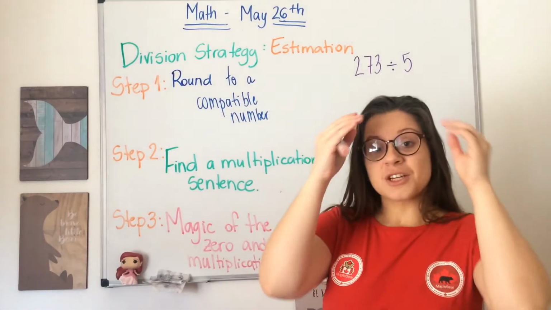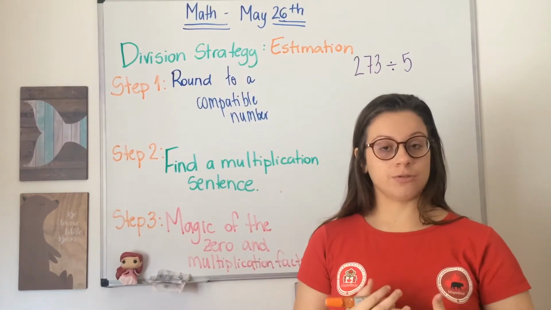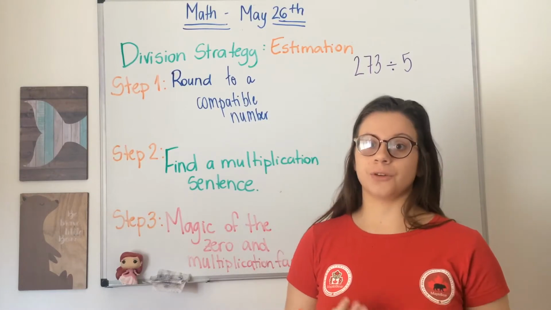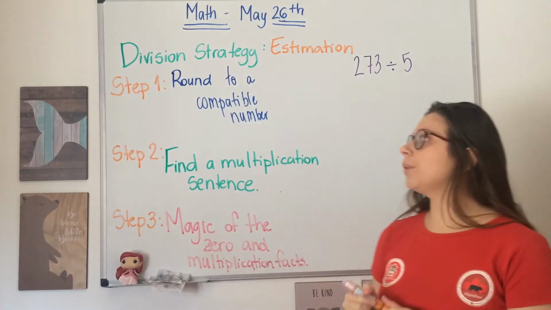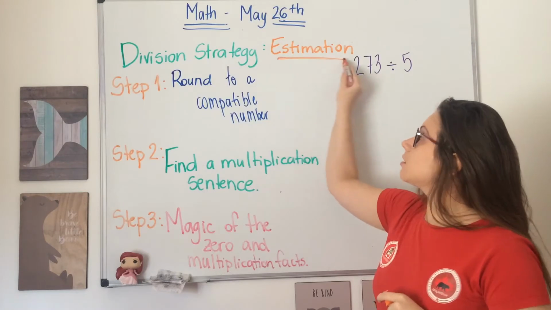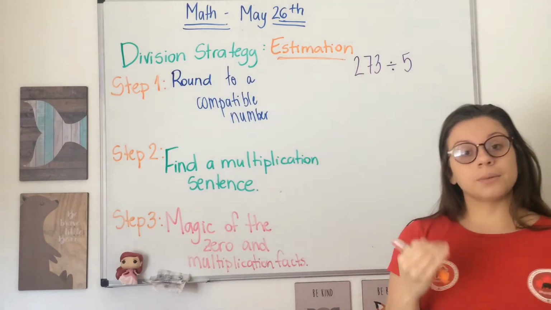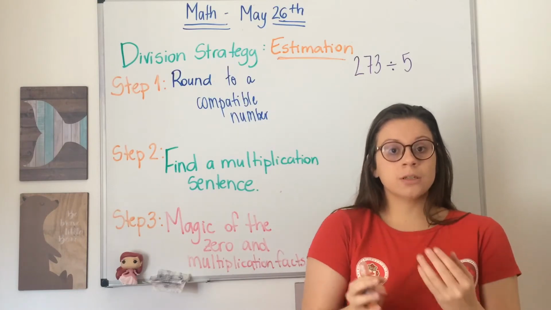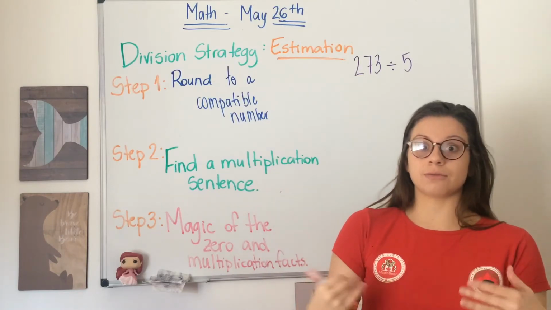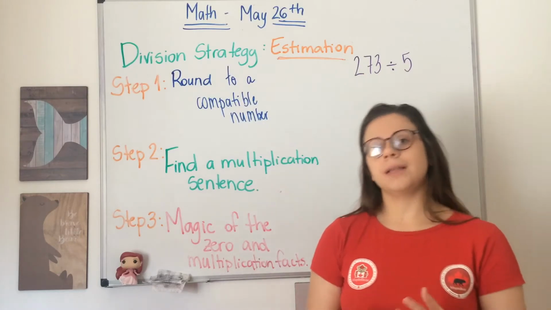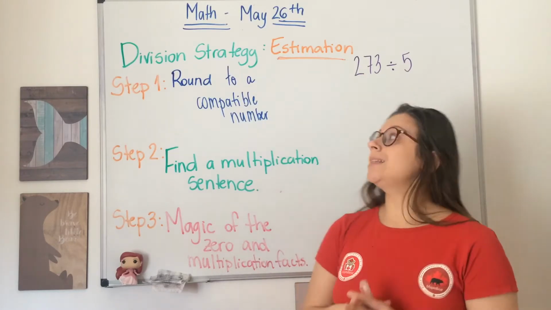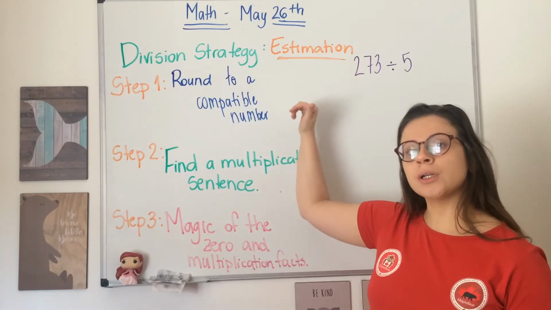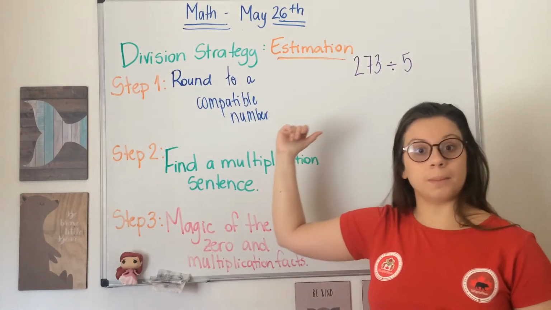Hello, year 5. So now we are going to see a division strategy that is going to help you to visualize the results of a division sentence. Important. Estimation is not going to give you the right answer. It's not going to give you the exact answer. It's going to give you a quotient that is around that number. Okay? This strategy is important so you make sure your results are reasonable, okay?